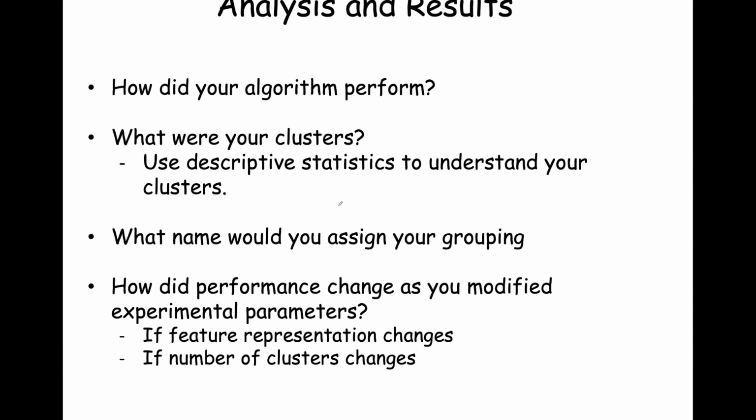So once you perform your clustering, the question then is, how did your algorithm perform? What were your clusters? And that's where you're going to now use descriptive statistics to understand all of those data points that are in the clusters or groupings that result when Lloyd's algorithm converges. And you also decide upon a name. What are you going to call your groupings? How did the performance change if you modify certain parameters, like the number of clusters or maybe the feature space representation? That will impact the geometry of your data set and therefore the clusters.